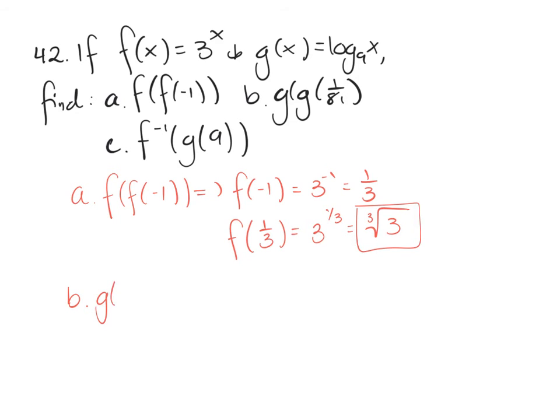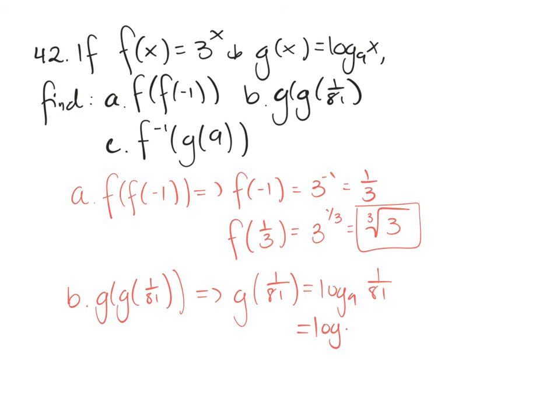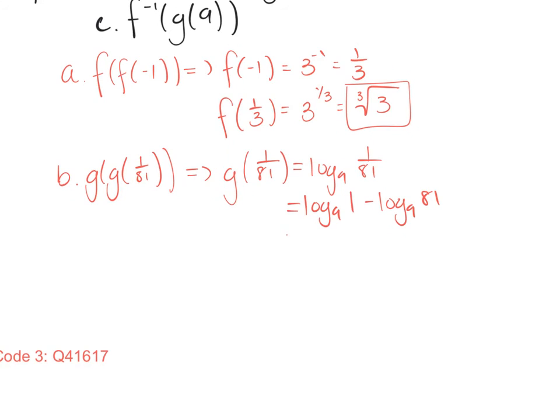Okay, now let's look at b. We want to find g of g of 1 over 81. So first we're going to find g of 1 over 81, which is going to be log base 9 of 1 over 81. I don't want to leave it like this. I want to simplify, so I'm going to use the second law of logs to break this up into log base 9 of 1 minus log base 9 of 81. Log base anything of 1 is 0, so this first log is going to go to 0.